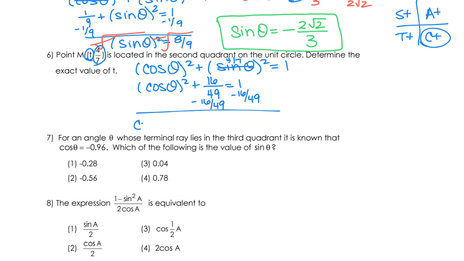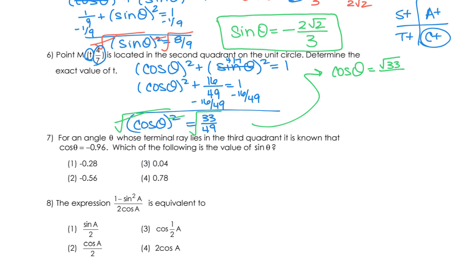And we'll be left with cosine theta squared equals 1 minus 16/49, which is 33/49. Then we'll square root both sides so that we get cosine theta equals the square root of 33, which is not perfect, so we'll leave it, over the square root of 49, which is 7. Technically this is plus and minus because we square rooted both sides.